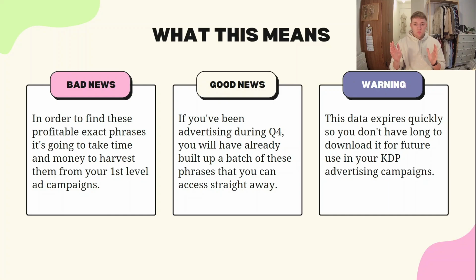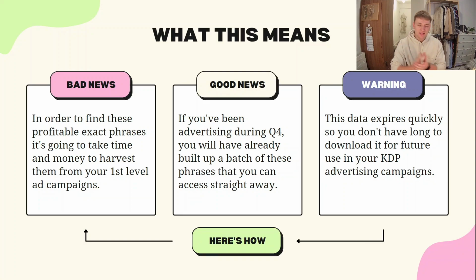The warning that this comes with is that this data expires very quickly. It only lasts 65 days from the point the data comes in, so you don't have an awful lot of time to download it, which is why I wanted to make this video now, because it's super important. So if you're watching this now, make sure you do this as soon as possible, because with every single passing day, you're losing potential money that you could be making from all of this data. And here is exactly how you're going to do it.